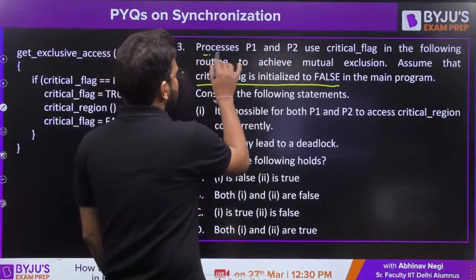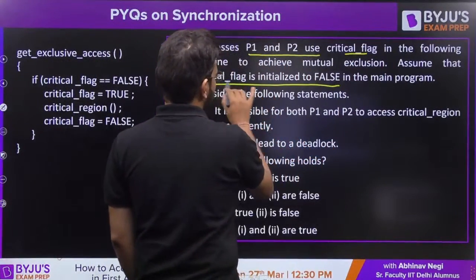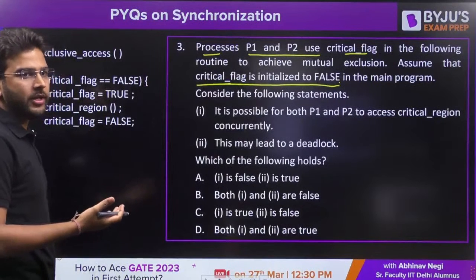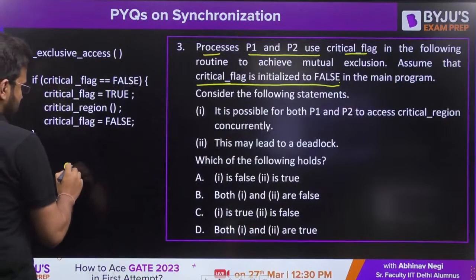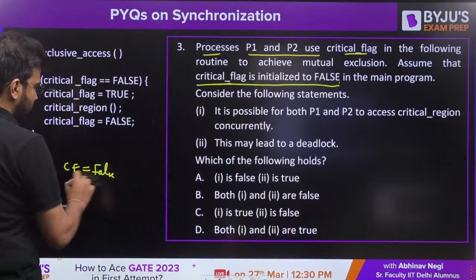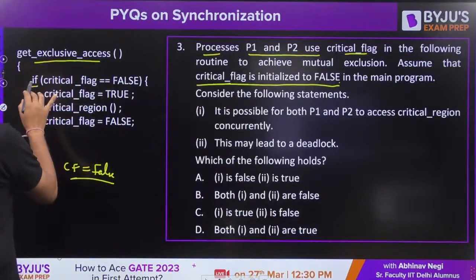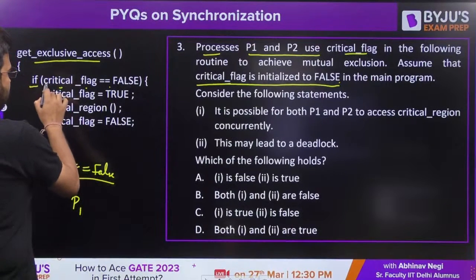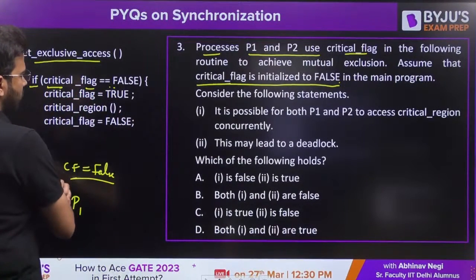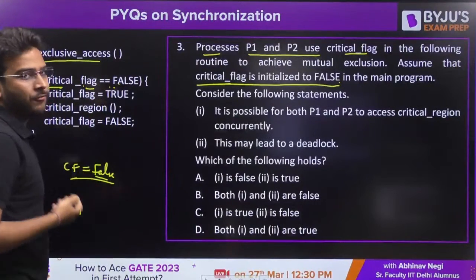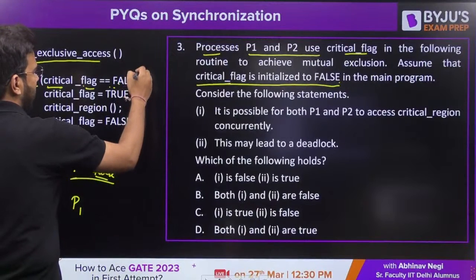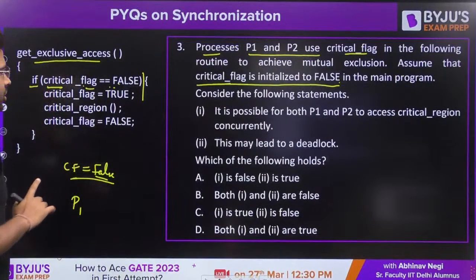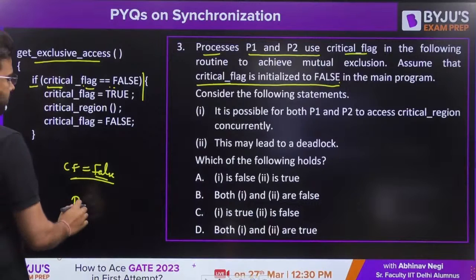Okay, let's read the question. Processes P1 and P2 use critical flag, which is initialized to false. Now let's find out whether mutual exclusion is satisfied here or not. As you can see, the critical flag initial value is false. Get exclusive access if critical flag is equal to false. Let's talk about the P1 process first. P1 is trying to execute; critical flag is equal to false initially, so the if condition becomes true. Now, let's say just after checking that the if condition is true, P1 got preempted.